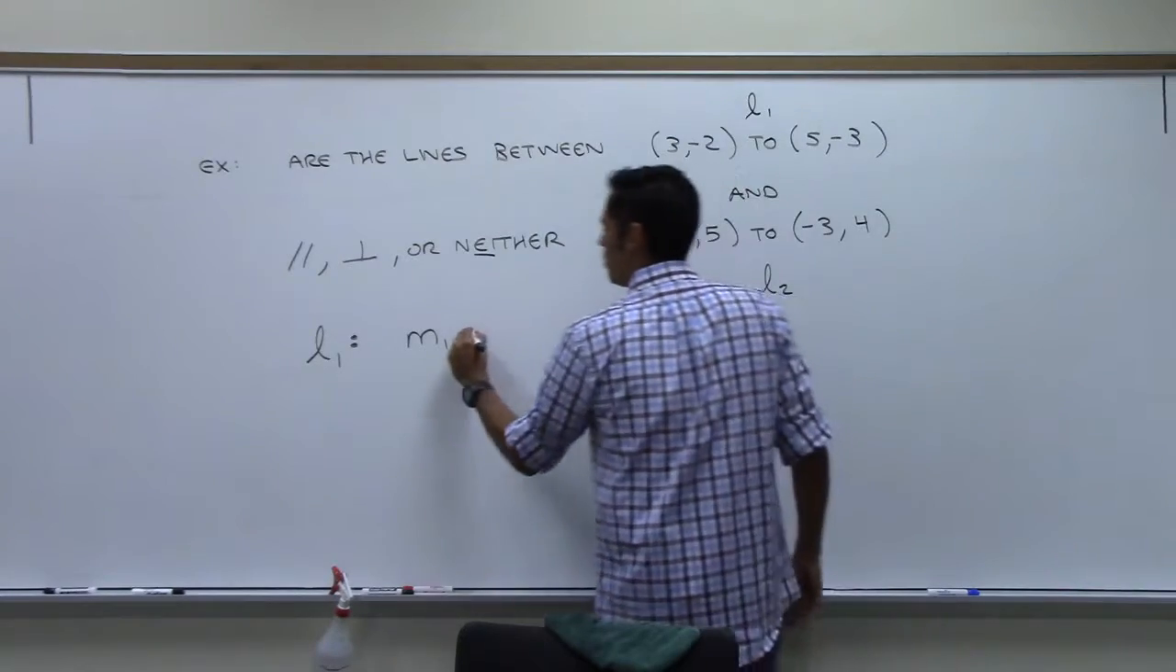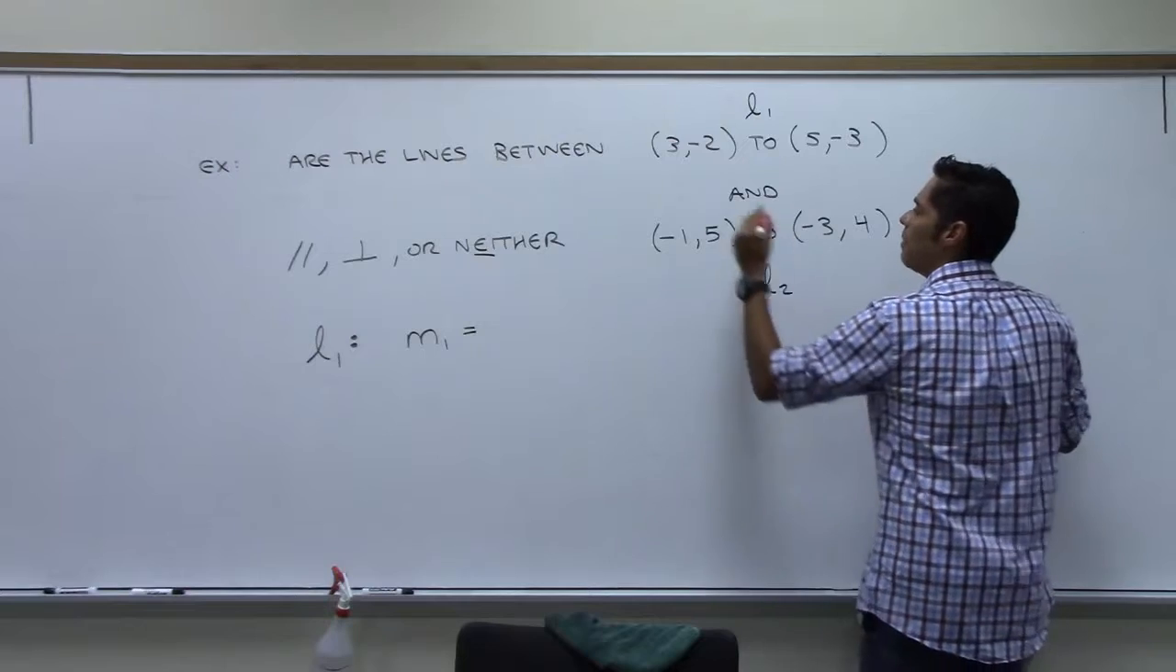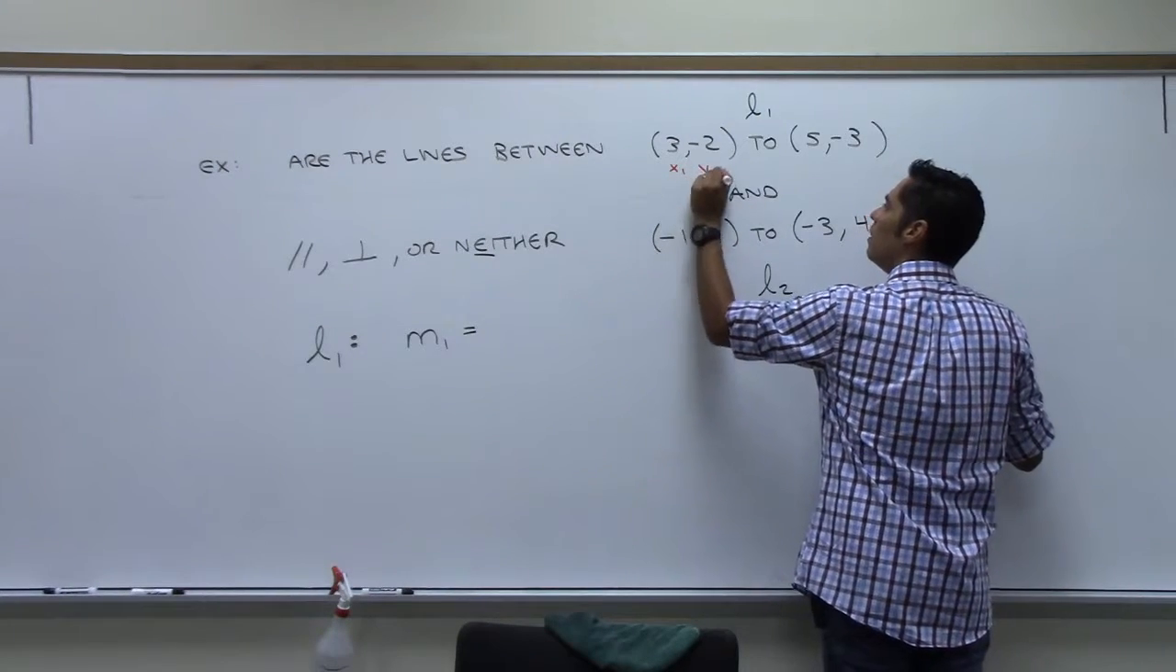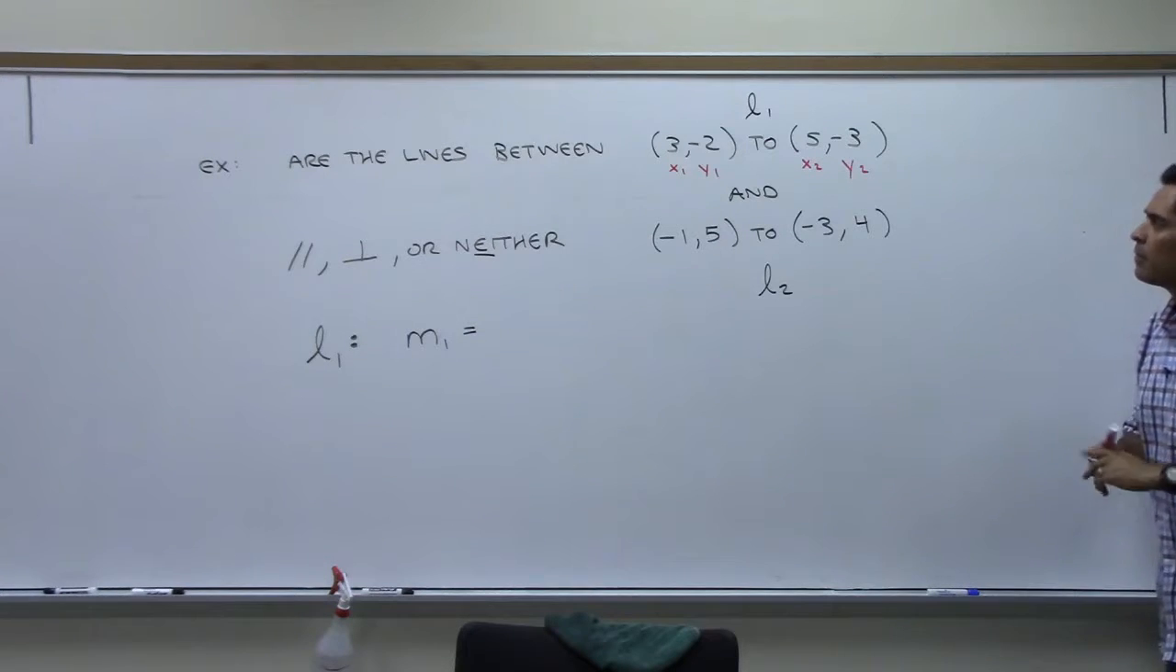And this should be equal to, if we wanted to get this detailed, we could come in here and label this as x1, y1, x2, y2, right? And then just start using our formula.